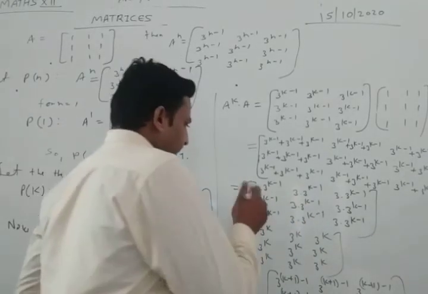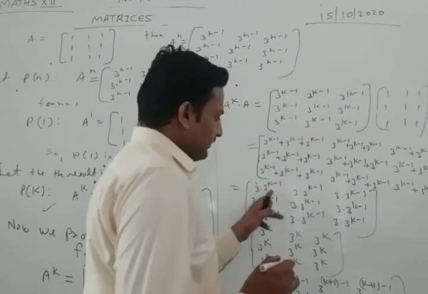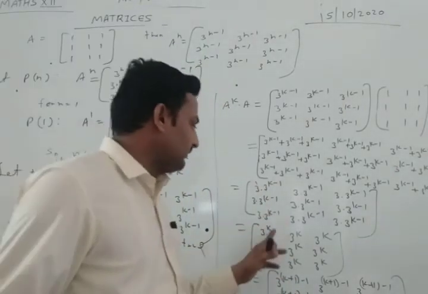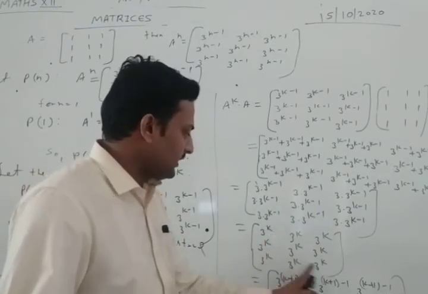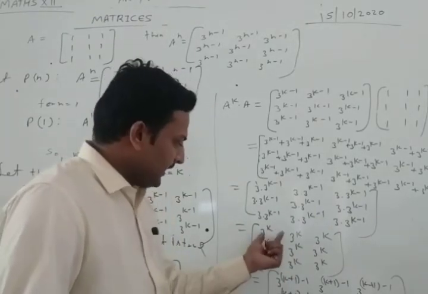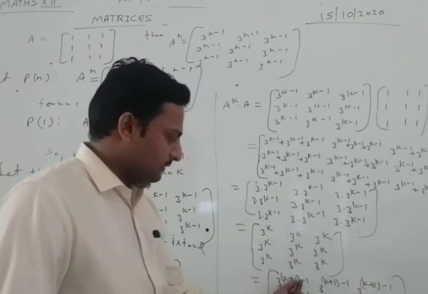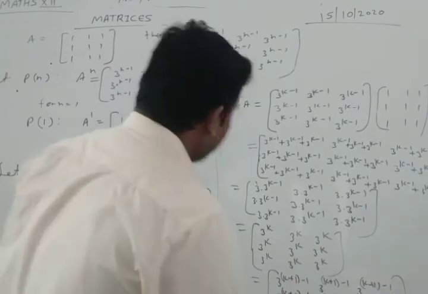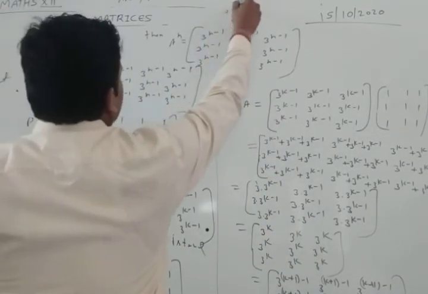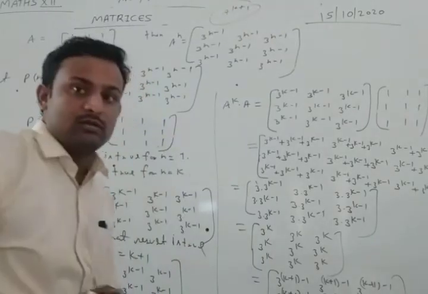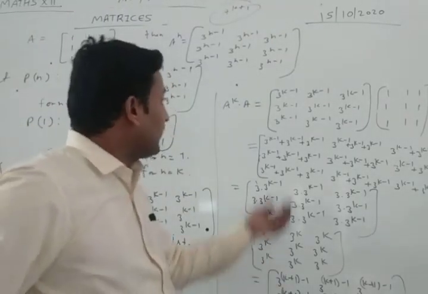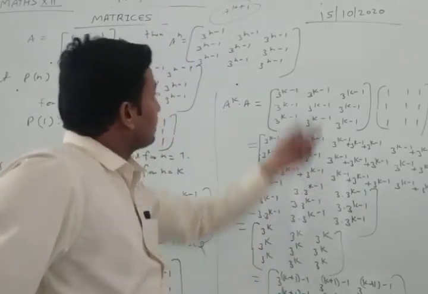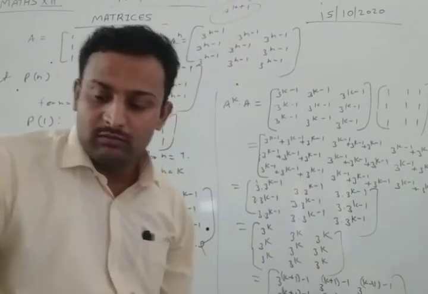Now here the base is 3. So 3 to the power k minus 1 plus 1: minus 1 plus 1 cancel. We get 3 to the power k. Now we can write this k in the form of k plus 1 minus 1. Why have we written this? For making it a to the power k plus 1. Look at here, n, so here n minus 1. If here is k plus 1, here will be a to the power k plus 1.